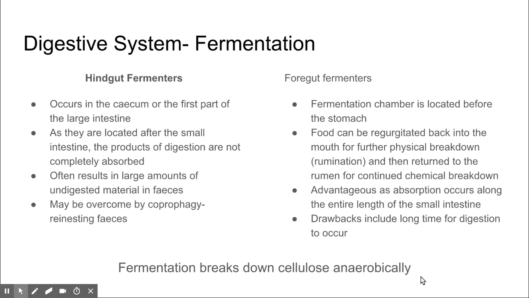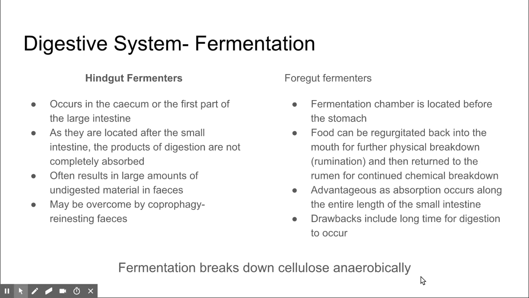We do have a type of digestion known as fermentation, which is the breakdown of cellulose anaerobically, meaning it does not require oxygen. For hindgut fermenters, it occurs in the cecum, or the first part of the large intestine. Hind is near the end, located after the small intestine, which is a bit of a disadvantage as the products of digestion are not completely absorbed, since it happens quite late in the process. This results in large amounts of undigested material in the feces.